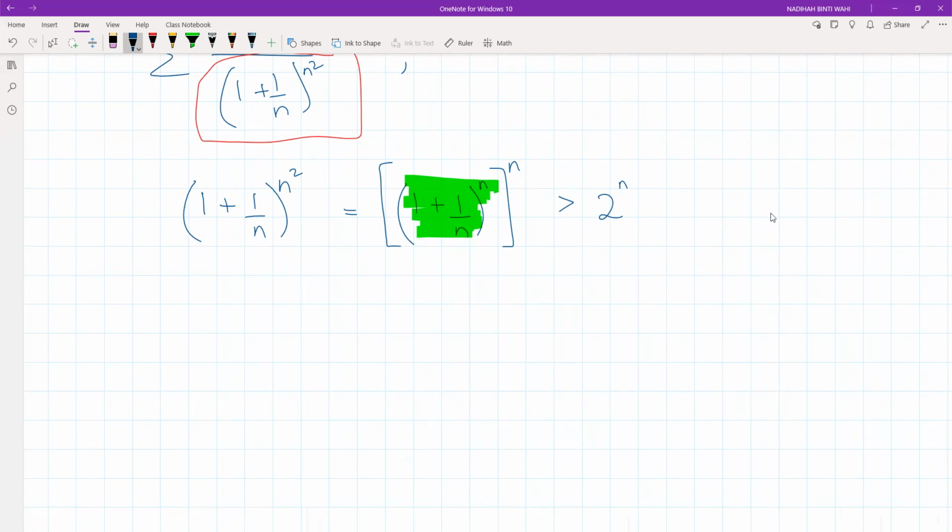EXP. Okay. So if I reverse this, divide left and right. So divide by 1 over something. So 1 over (1 plus 1 over n) to the power of n to the power of n. So therefore this one is less than 1 over 2 to the power of n.